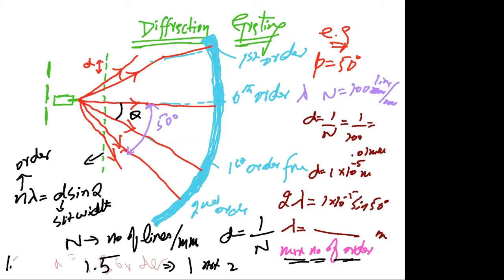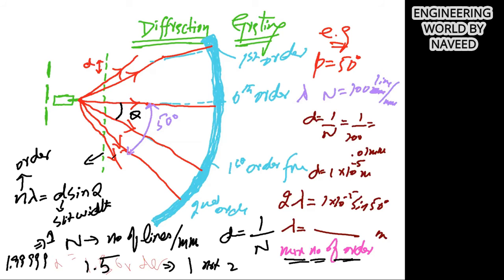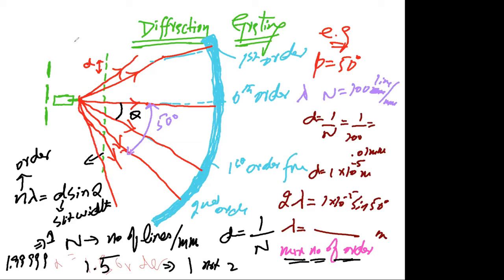If it is 1.9999, then what will you take? 1. Then you will take 1, not 2. Why not 2? Actually, the light is coming over here like this. This light will come over here like this, and the second light will come over here like this. It will reflect back. It will not go toward the slit. So it's not possible to have 1.5 order. Like it's not possible to have half a wave. You can only have complete waves.